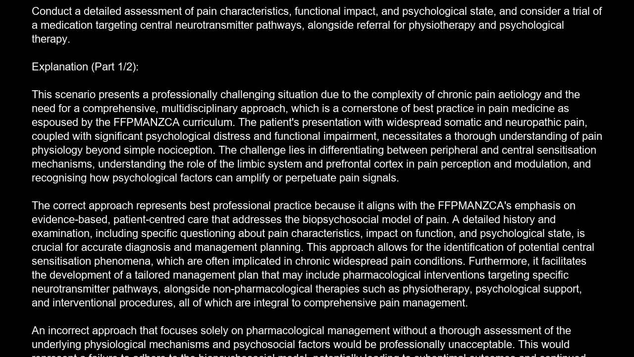Correct answer is B. Conduct a detailed assessment of pain characteristics, functional impact, and psychological state, and consider a trial of a medication targeting central neurotransmitter pathways, alongside referral for physiotherapy and psychological therapy. Explanation. This scenario presents a professionally challenging situation due to the complexity of chronic pain etiology and the need for a comprehensive, multidisciplinary approach, which is a cornerstone of best practice in pain medicine, as espoused by the FFP-Manska curriculum.